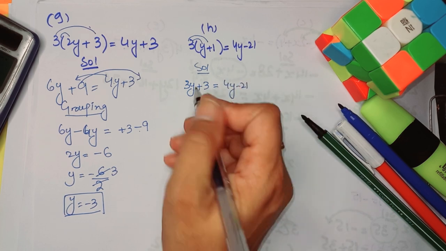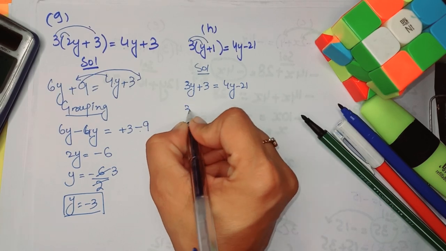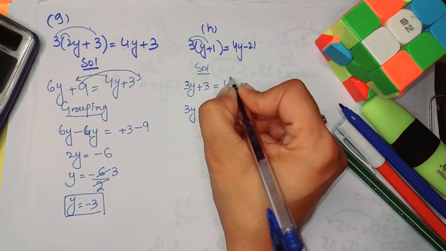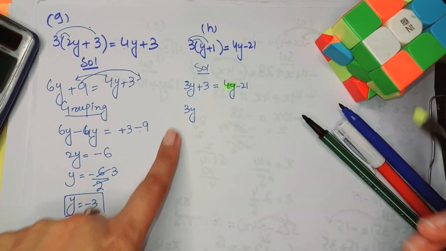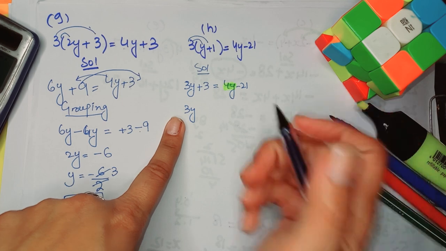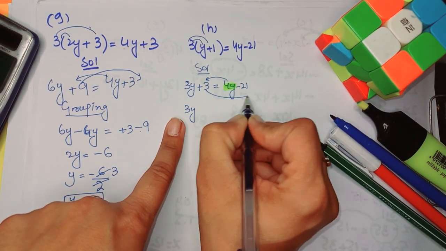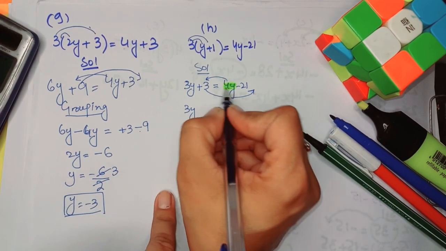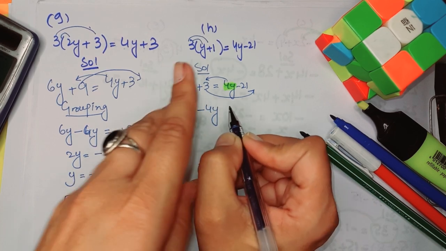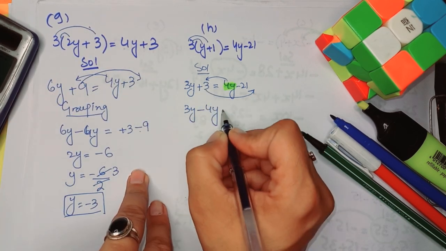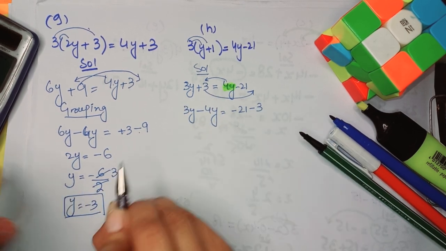So we have to shift y to one side only. So 3y, what I will do, this 4y that you have, I shift it to the left hand side. And this 3, which is plus 3, I shift it to the right hand side. Now this is a positive term. So when it shifts towards the left hand side, it will be negative. This is positive. So when it shifts towards the right, it will be negative.